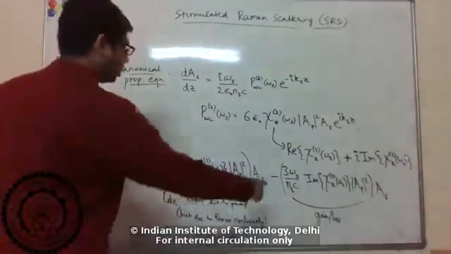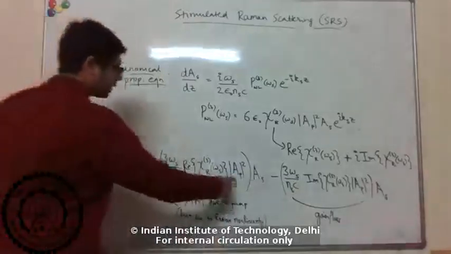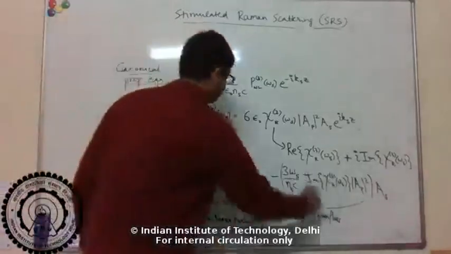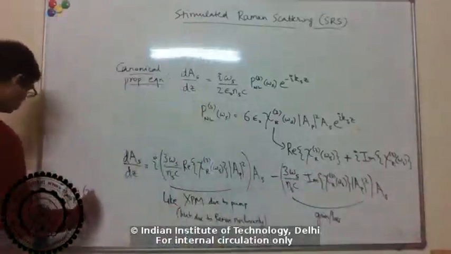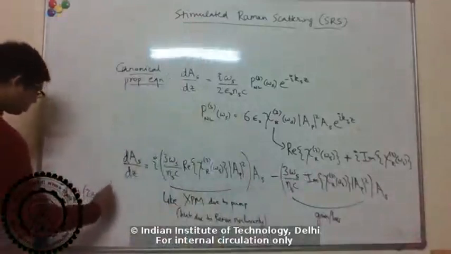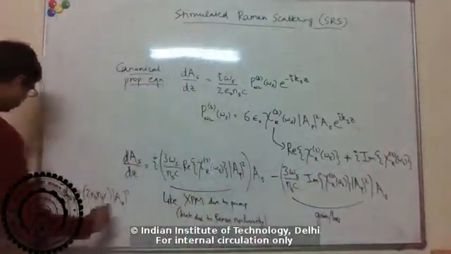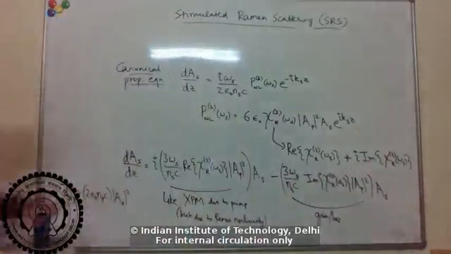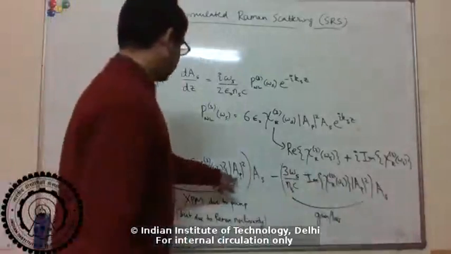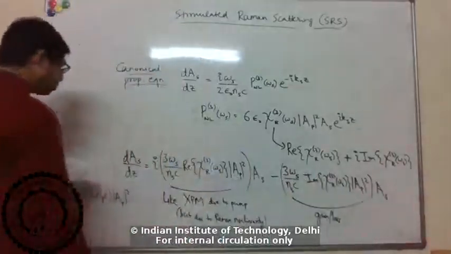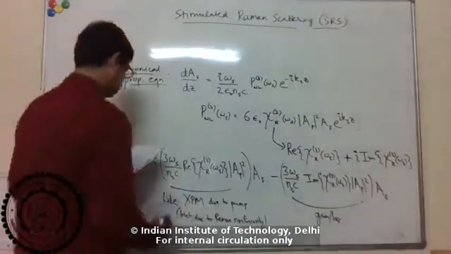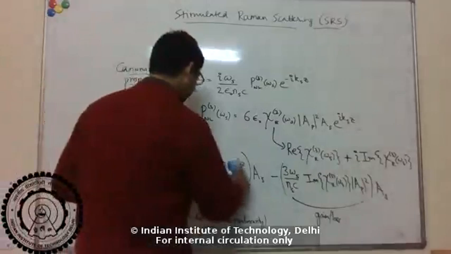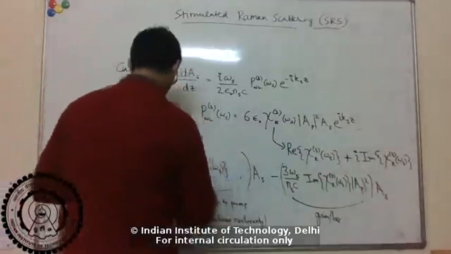So we can try to write this in terms of the pump intensity. Okay, right. So we know that the intensity is related to the field amplitude like that, right? So we just replace AP squared by the intensity. So you can rewrite these equations with just the constants modified here.